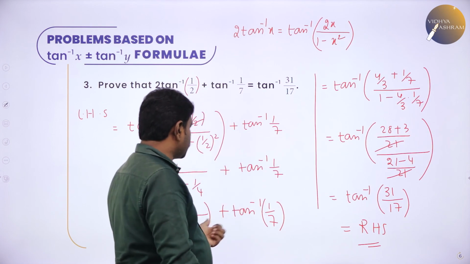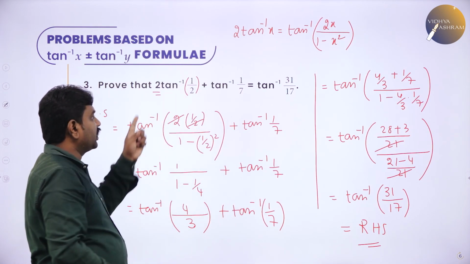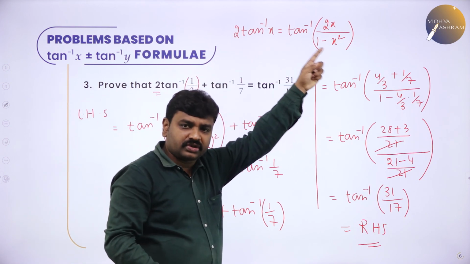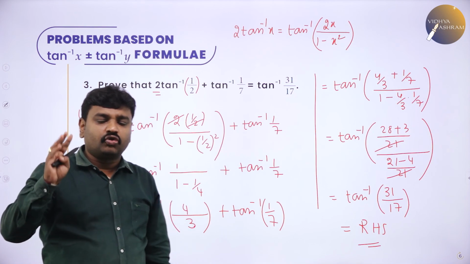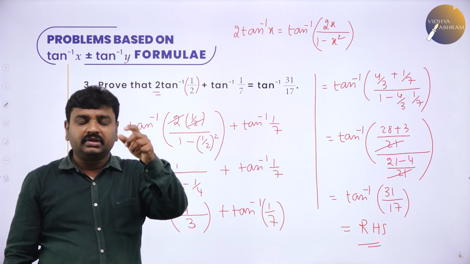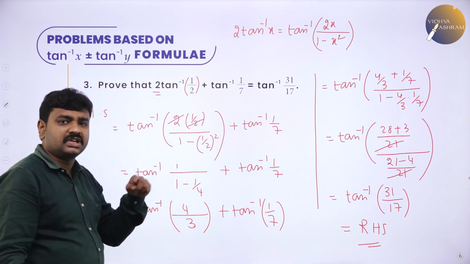Here I am using tan inverse x plus tan inverse y. In the beginning I observed there is 2 tan inverse x. 2 tan inverse x can be written as tan inverse of 2x divided by 1 minus x square. So now we simplified this. In the first 4 problems I taught you how to reduce the given problem to simplest form. Then we are solving problems based on tan inverse.